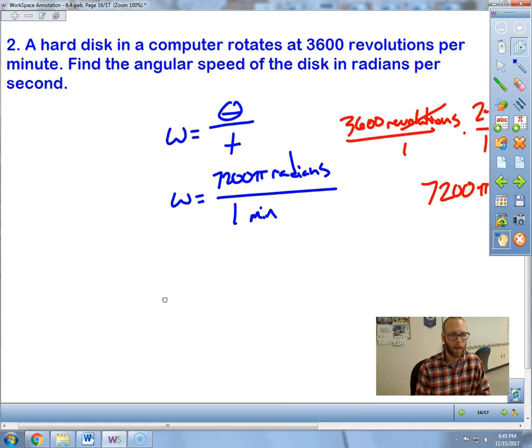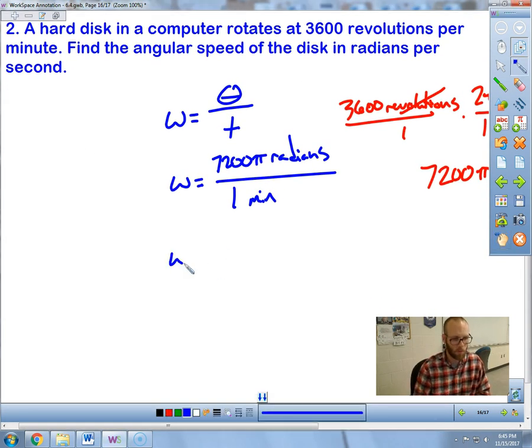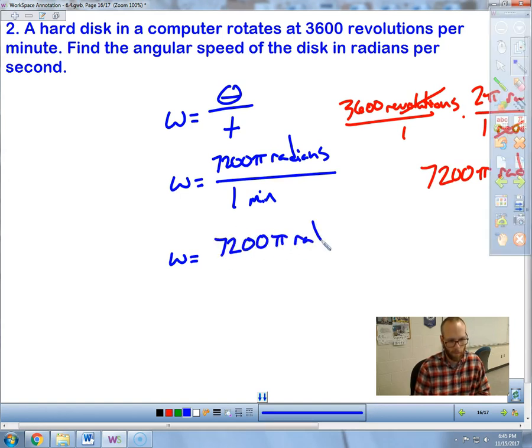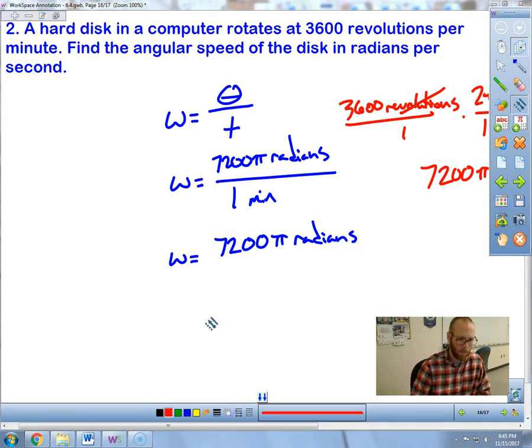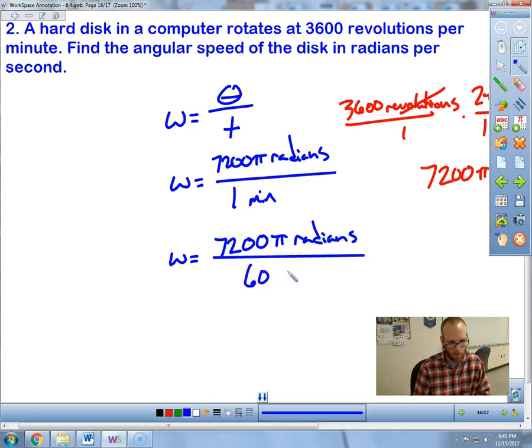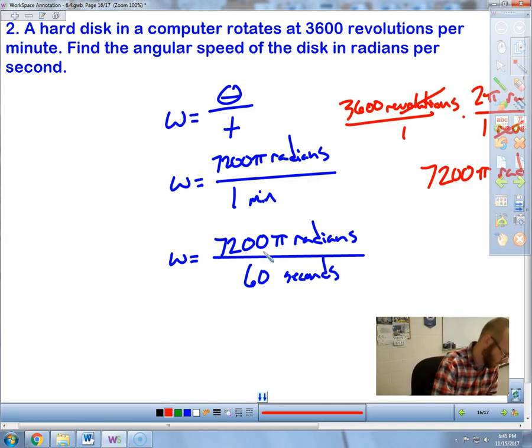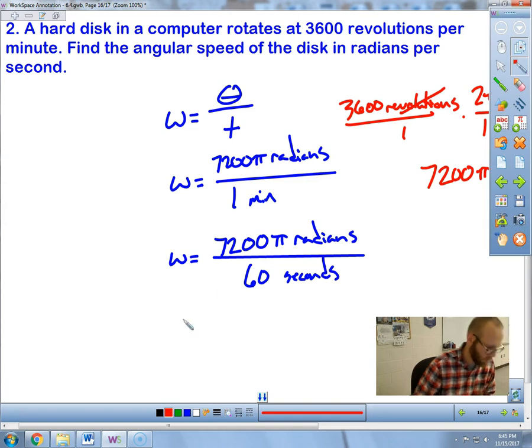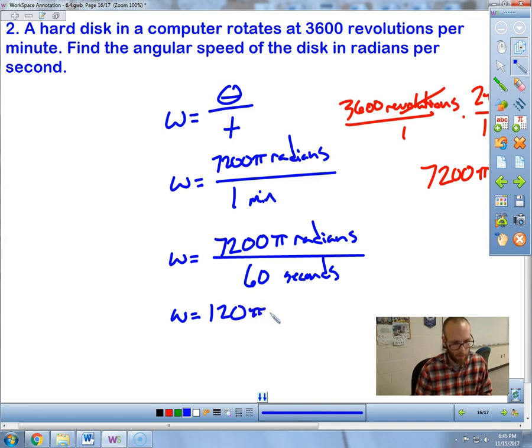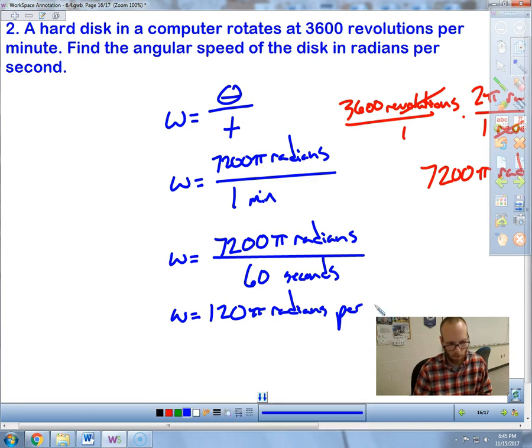Well, I want radians per second, so I'm going to take this and change my 1 minute into 60 seconds. And let's see if I can reduce that. 7,200 divisible by 60, 120. 120 pi radians per second.